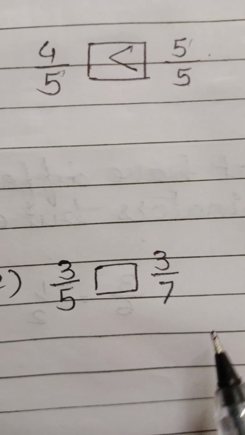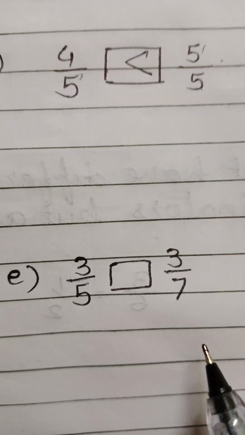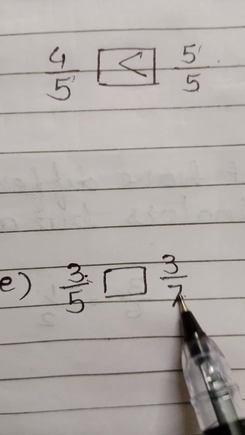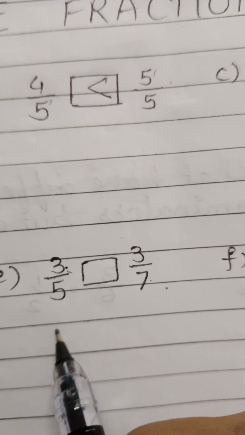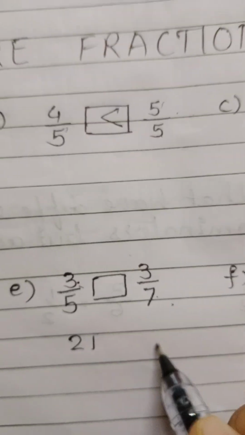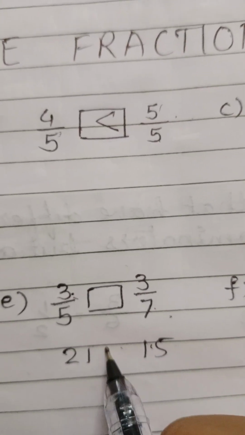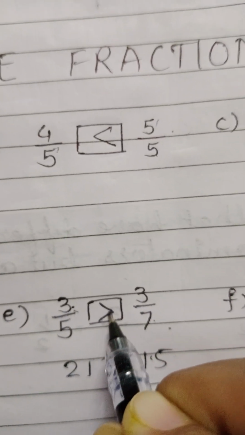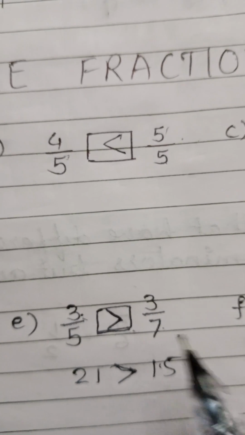This is 3 upon 5 and 3 upon 7. Now here also it is the same thing. You have to do cross multiplication. So 7 3s are 21 and here 5 3s are 15. You know that this side is greater. So this means that this fraction is the bigger fraction, the greater fraction.